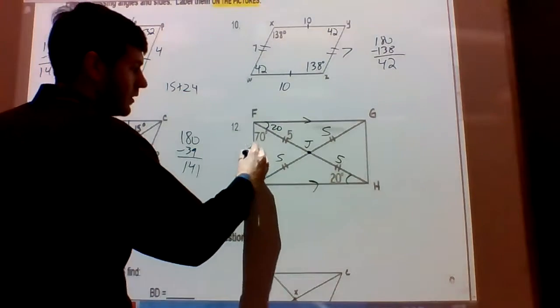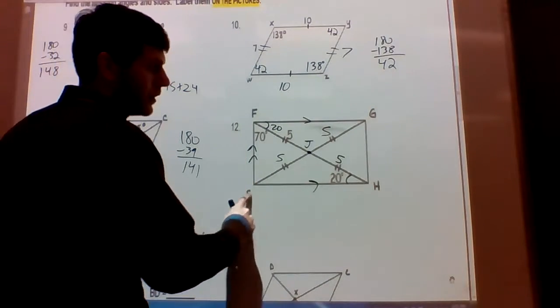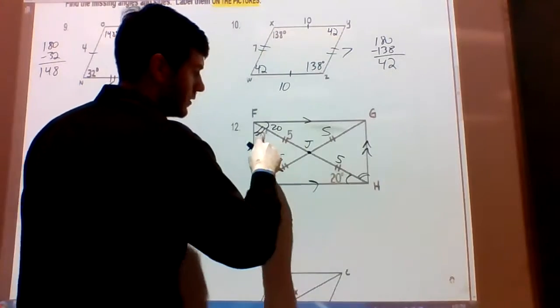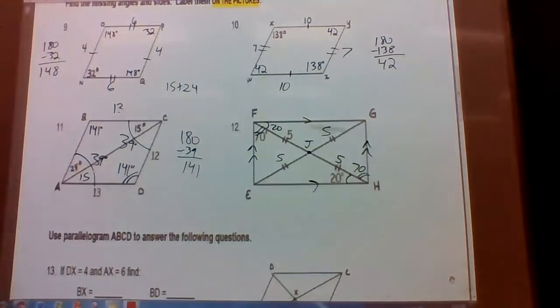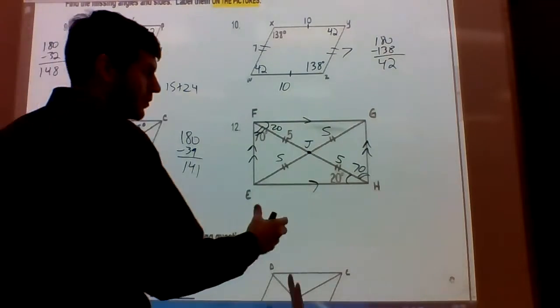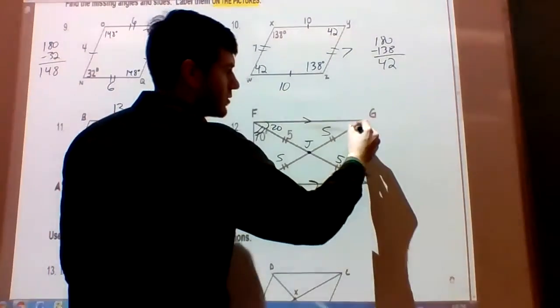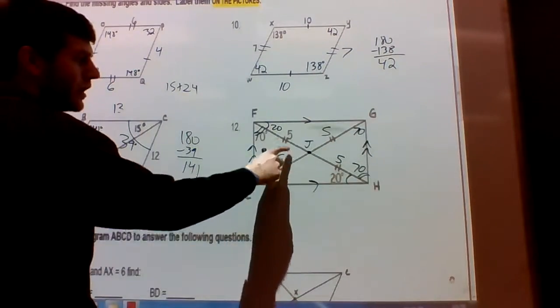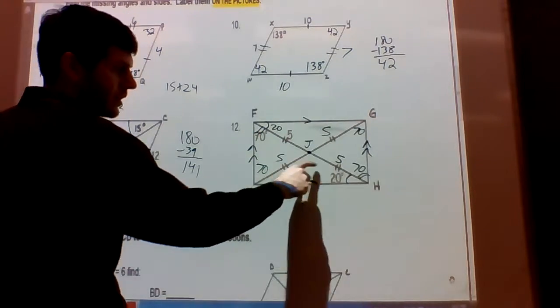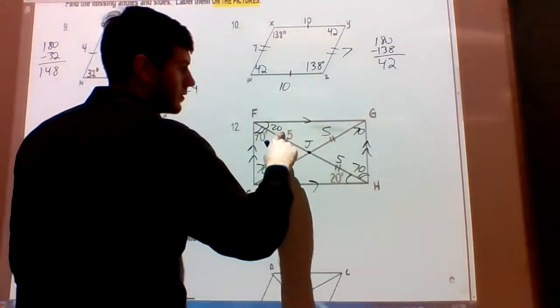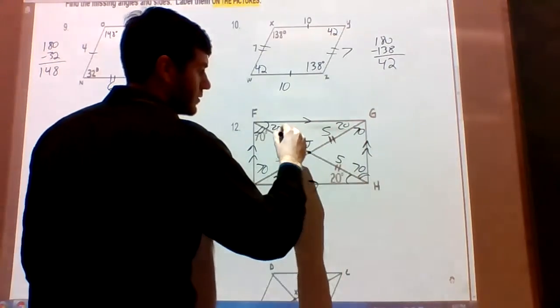We also know that FE is parallel to GH. So again, here we have alternate interior angles. So this one is going to be 70. If we notice, there are a number of different ways we can do this, but we notice we have an isosceles triangle. So if this angle is 70, this one is also going to be 70. Again, we have an isosceles triangle, so that's 20, this one's going to be 20. If that's 20, this one's going to be 20, because here again, isosceles triangle.